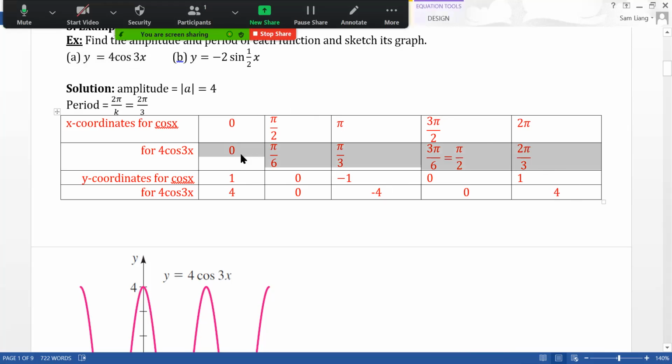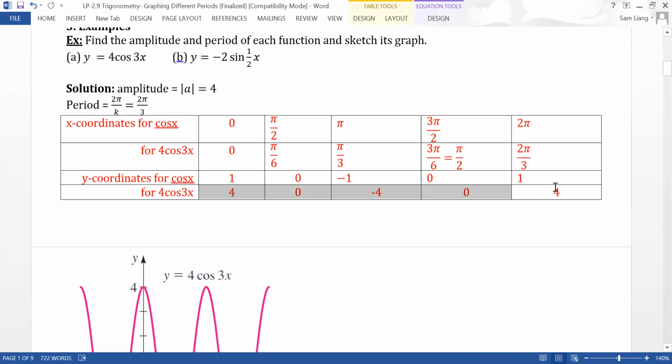So these are the x coordinates that we're going to plot, and these are the y coordinates we're going to plot. Okay, all right, if you need to copy this down, please pause it right here. Otherwise, I'll get to the graph.